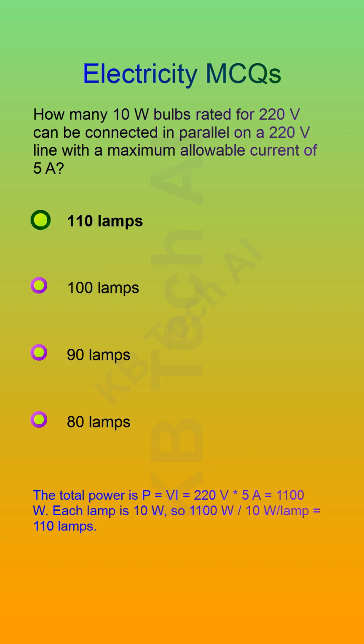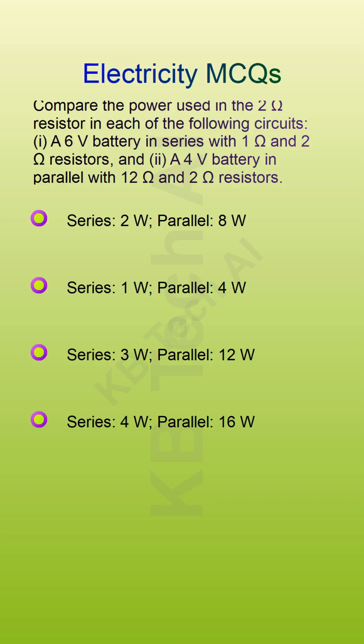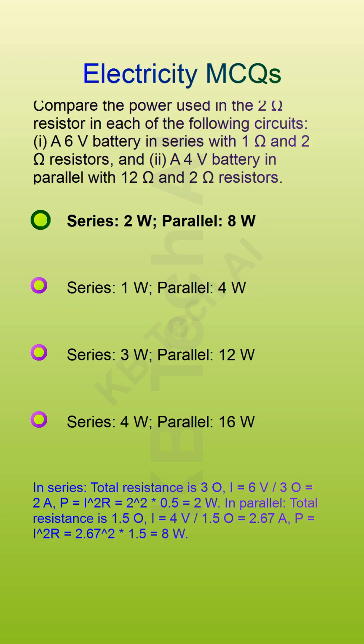The answer is, option 1, 110 lamps. Compare the power used in the 2 ohms resistor in each of the following circuits: 1, a 6 volt battery in series with 1 ohms and 2 ohms resistors, and 2, a 4 volt battery in parallel with 12 ohms and 2 ohms resistors. Option 1, series, 2 watts, parallel, 8 watts, option 2, series, 1 watts, parallel, 4 watts, option 3, series, 3 watts, parallel, 12 watts, option 4, series, 4 watts, parallel, 16 watts. The answer is, option 1, series, 2 watts, parallel, 8 watts.